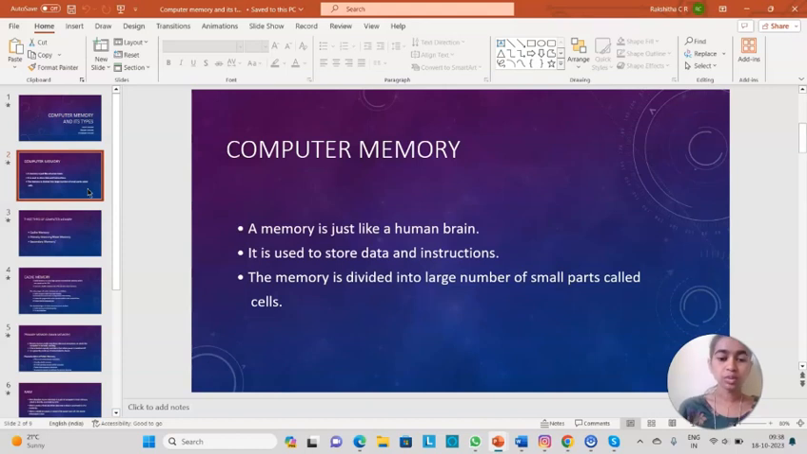Computer memory. A memory is just like a human brain. It is used to store data and instructions. The memory is divided into a large number of small units called cells. Computer memory is a storage space in the computer where data to be processed and instructions required for processing are stored.